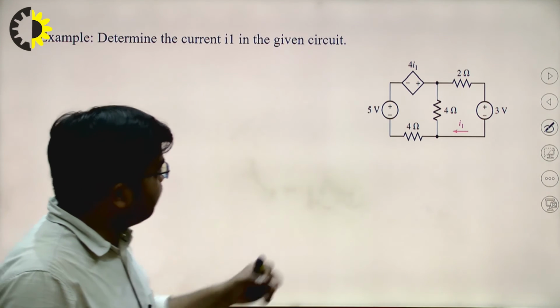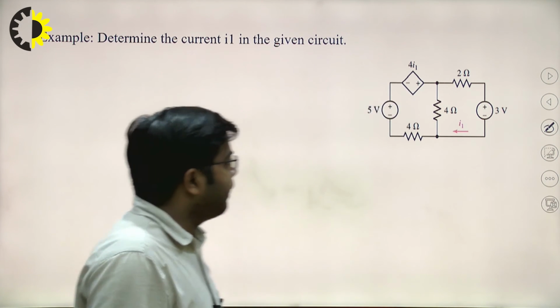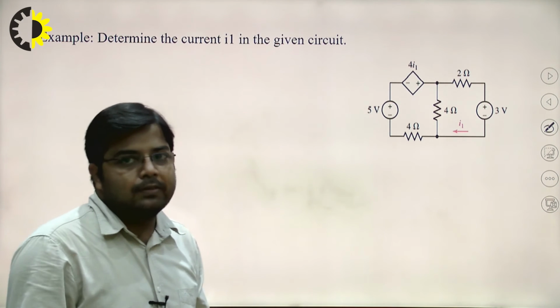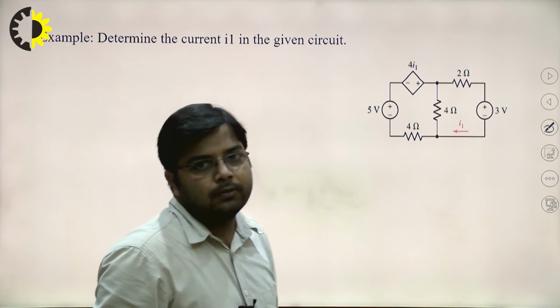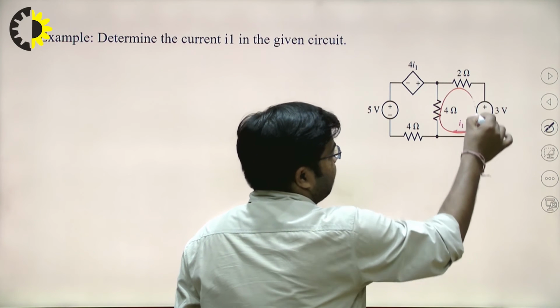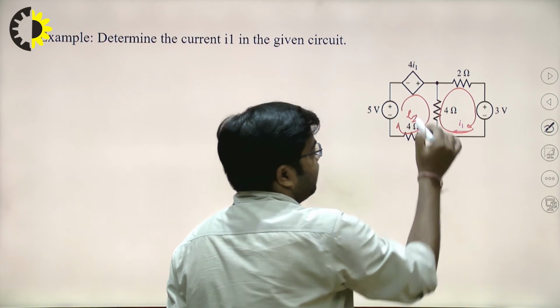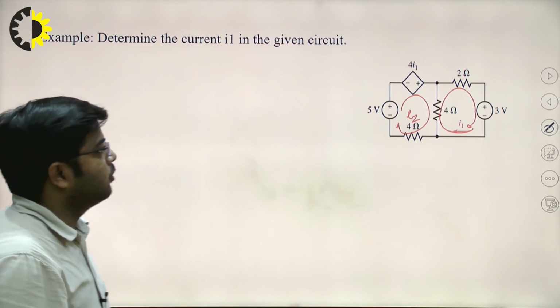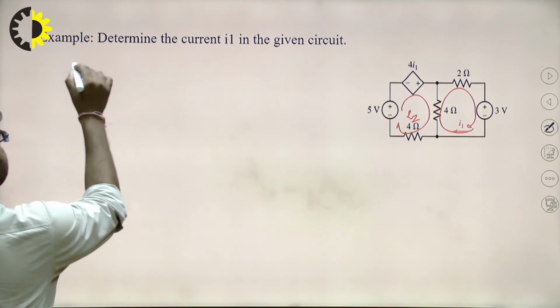In this network, a dependent voltage source is present. The process will be the same. First you have to identify the number of meshes. So this is mesh number 1. What is the current? I1. This is mesh number 2 and the current is I2. Then write the KVL equation for mesh number 1 and mesh number 2. So first write the KVL for mesh number 1.